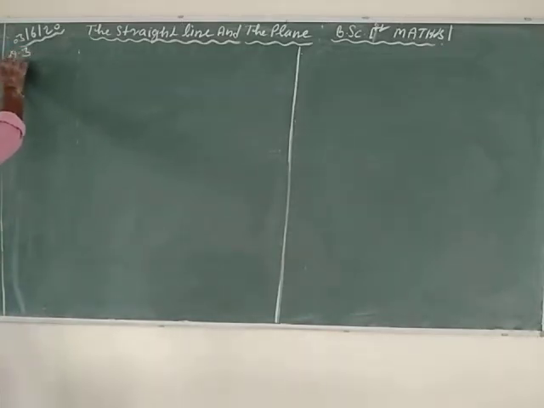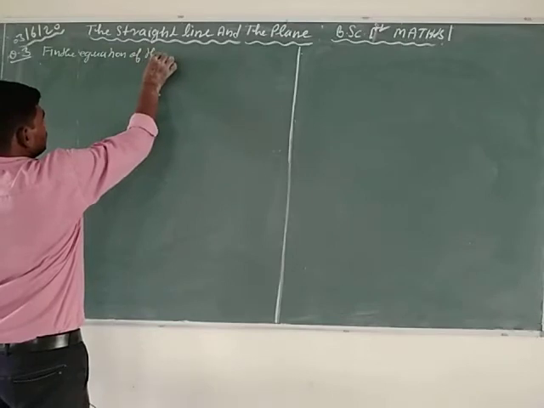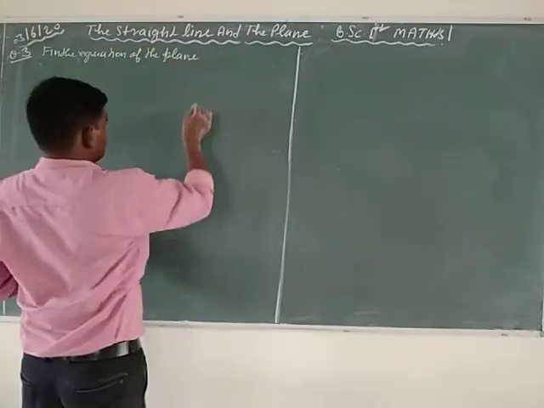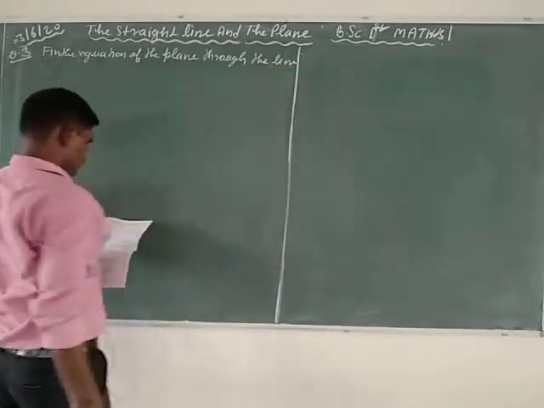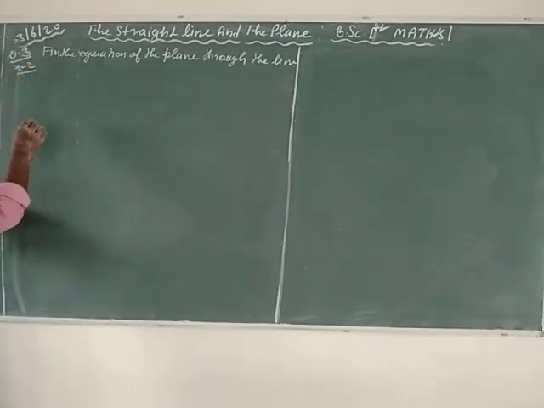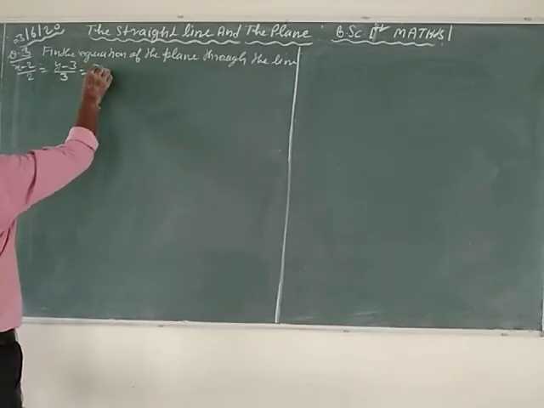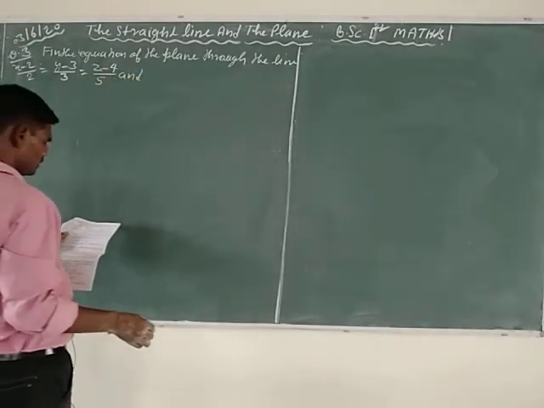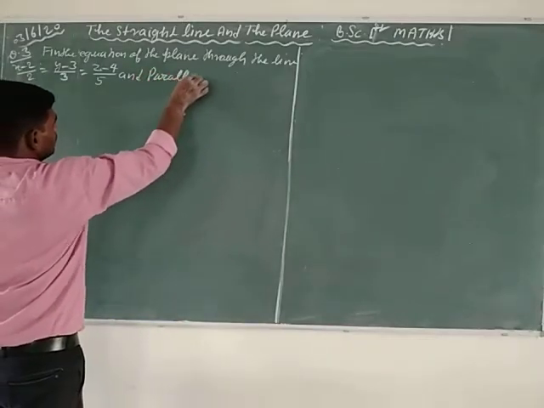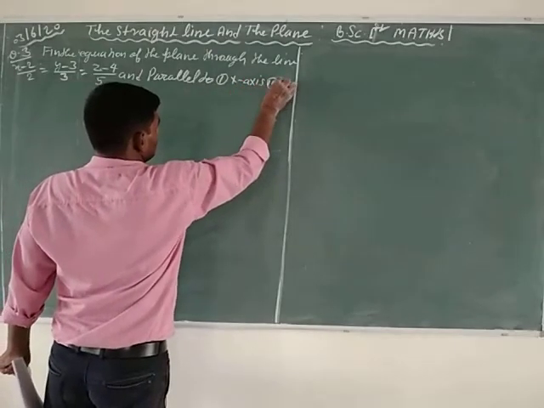Write question third. Find the equation of the plane through the line (x minus 2) divided by 2 is equal to (y minus 3) divided by 3 and (z minus 4) divided by 5, and parallel to, first, the x axis, second, the z axis.